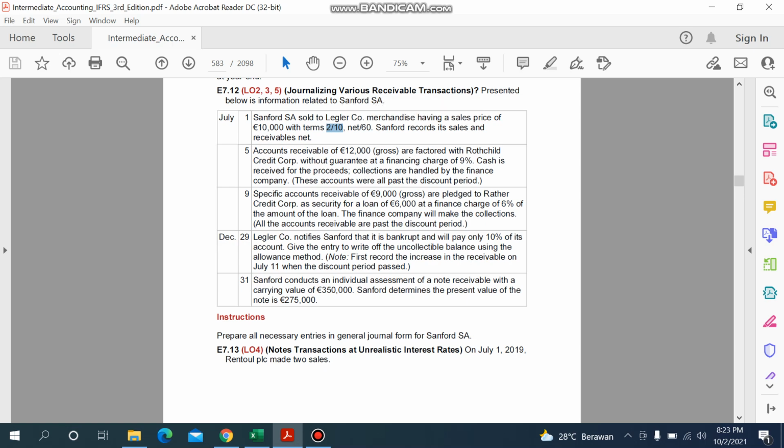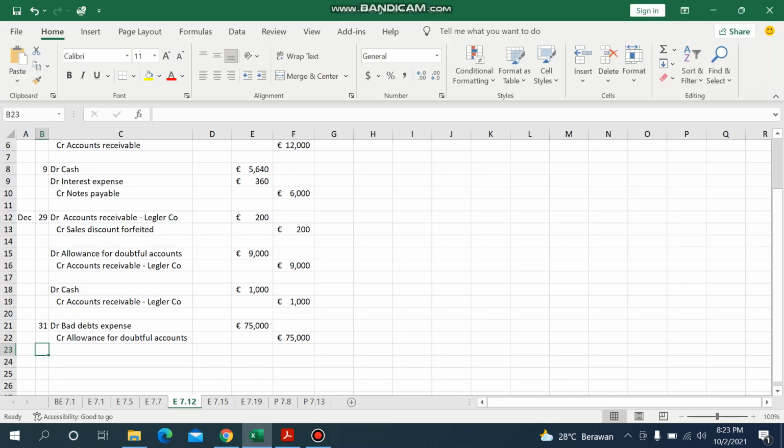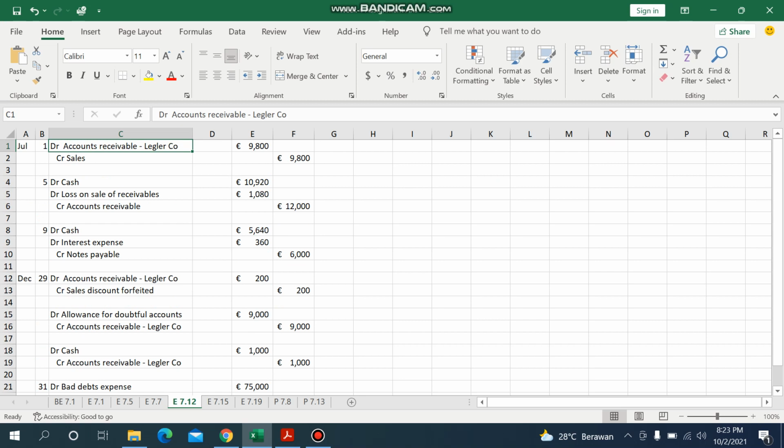So July 1st, debit accounts receivable, credit sales, 9,800, which is from 10,000 minus 2% of 10,000. So directly you record 9,800 because under the net method.